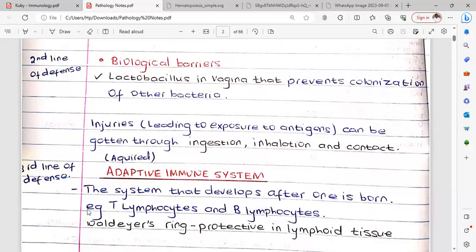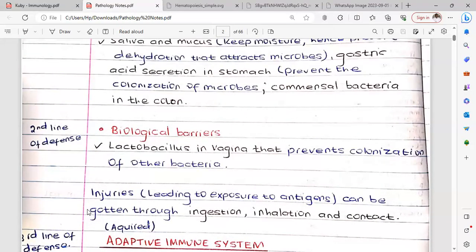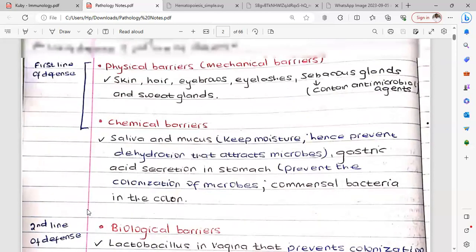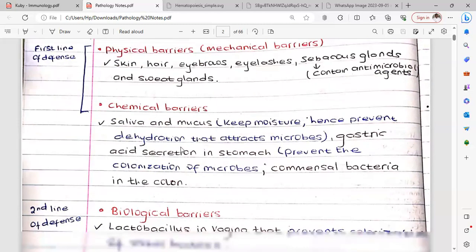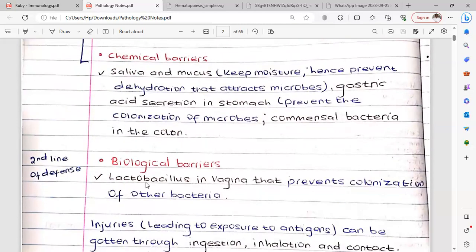So the first one is like the skin, and the second is like mucus? No, the first line also has mucus, and physical and chemical barriers. Here the first line of defense is physical and chemical barriers. Then there is skin, saliva, mucus, and then the second line of defense is biological, like the flora. Yeah. Okay, thank you. You're welcome.